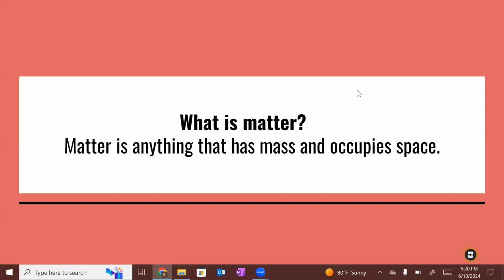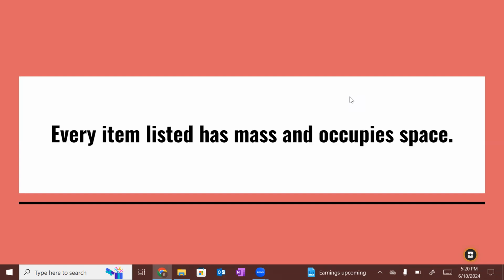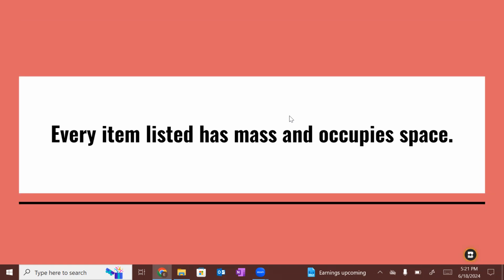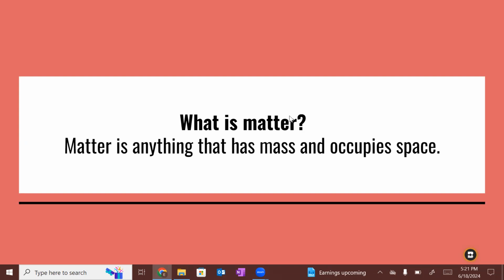Then I can say that each of these items is an example of matter. What is matter? Matter is anything that has mass and occupies space.